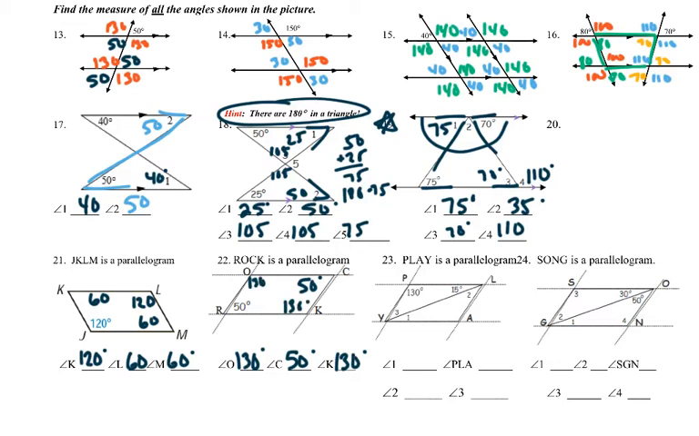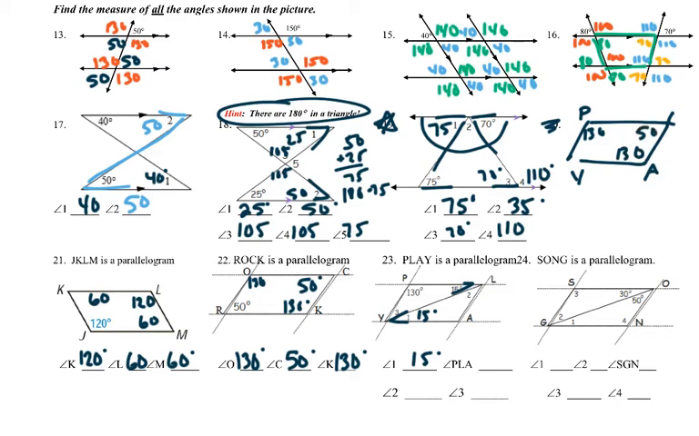Okay, these two are a little tougher, but we can do them. Here we've got 15 and 15 because of the Z's. And what I like to do with these, I don't know what happened to number 20 here, I'm just going to use this extra space, P-L-A-Y, and I like to draw it blank. So I see this big 130, that's going to match with angle A.